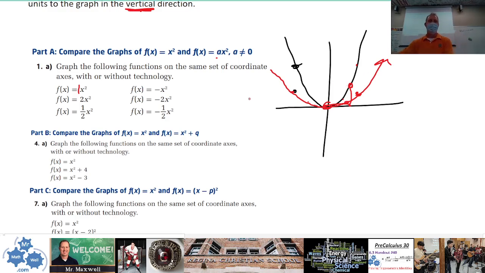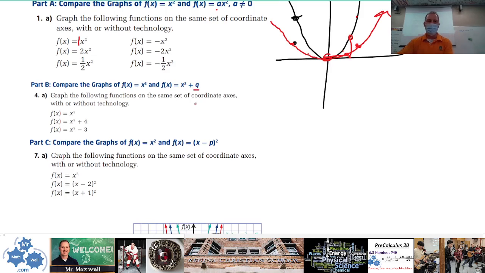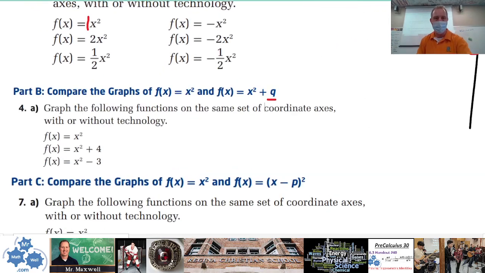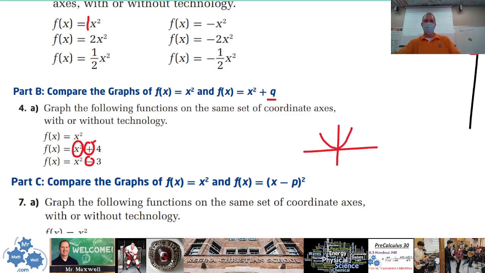So much fun. All right, we talked about this one, Q. Okay, Q. This is called Q, and it's really small there. Sorry, the font's really small. But Q would be an addition or subtraction outside of this kind of base x squared function, okay, outside of that. And so plus 4 means the whole parabola gets moved up 4 units. Boom, that's 4. Moves up 4. Minus 3 would be moved down 3 units.